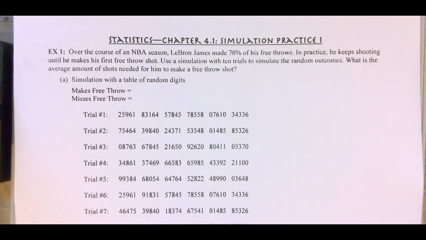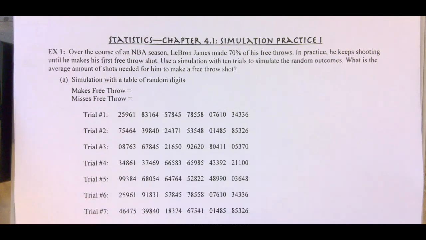All right. So our topic for today is a simulation, is how we run a simulation. So example 1, over the course of an NBA season, LeBron James made 70% of his free throws. He's a good free throw shooter. In practice, he keeps shooting until he makes his first free throw shot. So we're visualizing LeBron out there warming up. He's shooting free throws until he makes one.